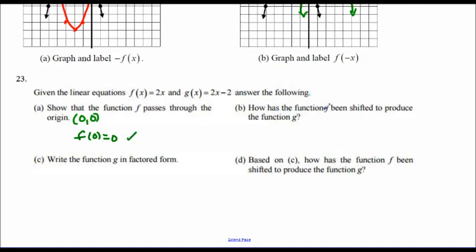How has the function been shifted to produce the function g? Well, you can see the differences here. We have the 2x, we have the 2x, but there's a minus 2 there. So hopefully you would say that that is a shift down of 2 units.